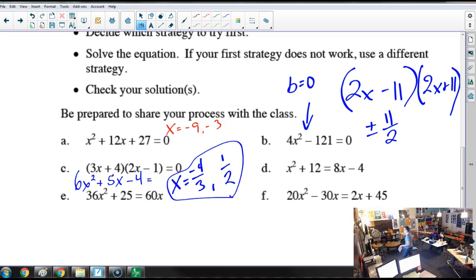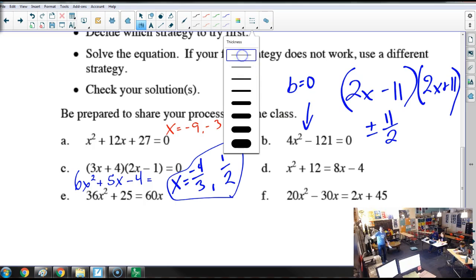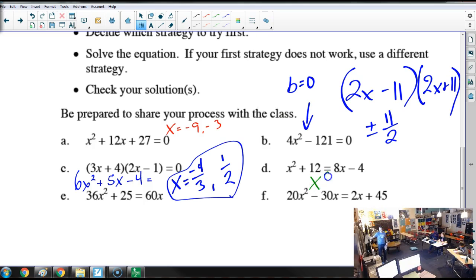D, if we wrote it in quadratic form, would be x squared minus 8x plus 16. Remember, B should be double the square root of C if it's a perfect square. So this is actually x minus 4 squared, right? So your x intercept is 4.